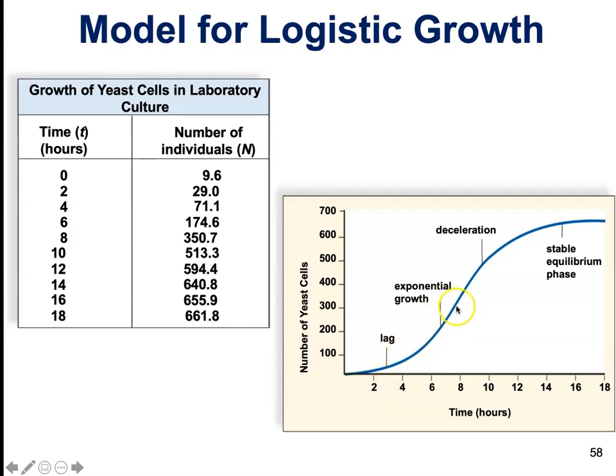However, at some point, we're going to start to run out of nutrients. Waste is going to build up in that yeast culture, and it's going to start to slow down. And we're going to eventually hit a stable equilibrium phase where there are as many births as there are deaths, or as many new cells as there are old cells being killed off.